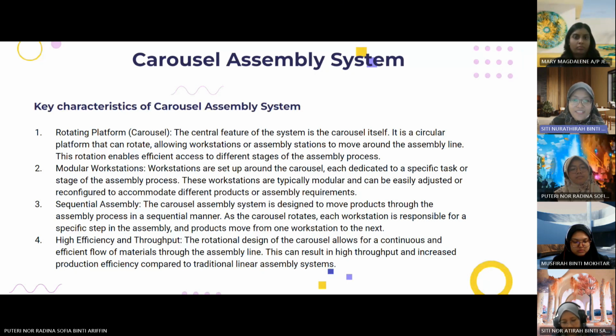As the carousel rotates, each workstation is responsible for a specific step in the assembly, and products move from one workstation to the next. Fourth, high efficiency and throughput. The rotational design of the carousel allows for a continuous and efficient flow of materials through the assembly line. This can result in high throughput and increased production efficiency compared to traditional linear assembly systems.